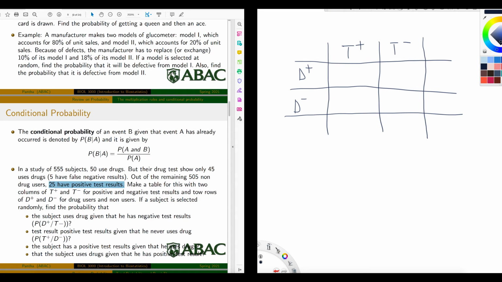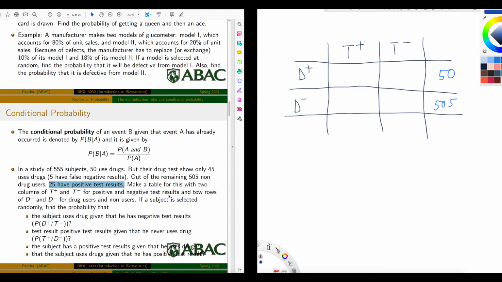Let us first write down what are the given things. The total subjects is 555, but 50 use drugs. That means D plus means drug users, 50 of them. The total number of people who use the drug is 50. And how many are left out of 555? How many are non-drug users? That is 505. 505 are the non-drug users. These are the given things.